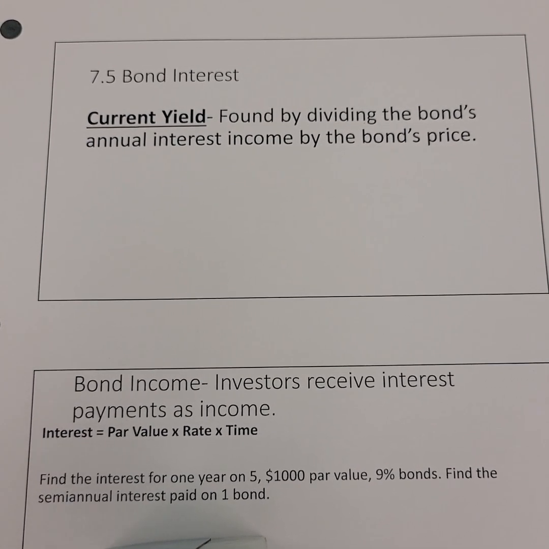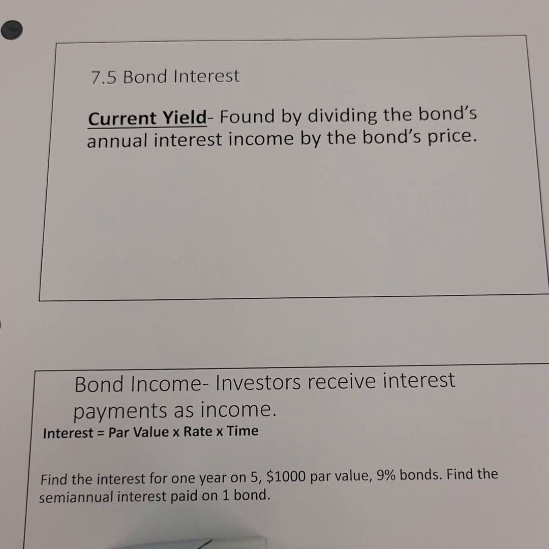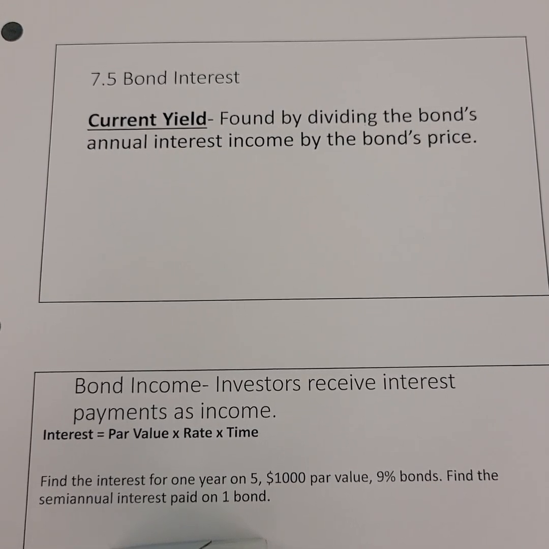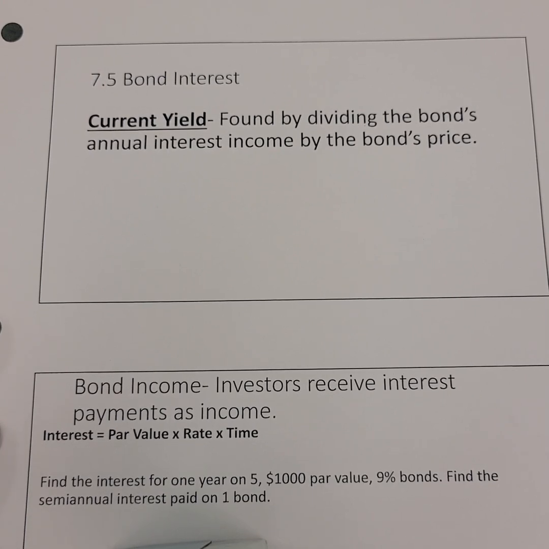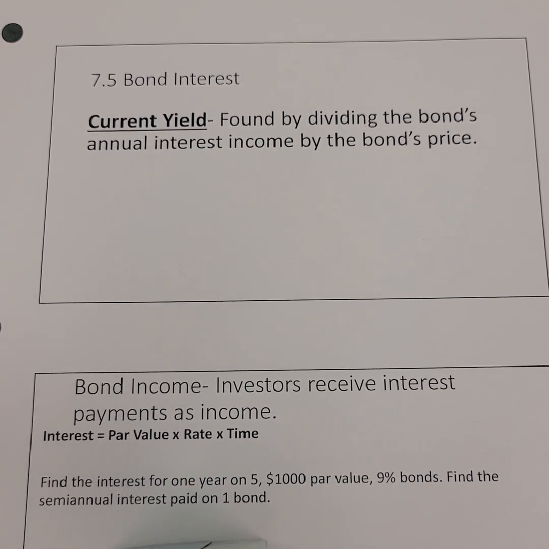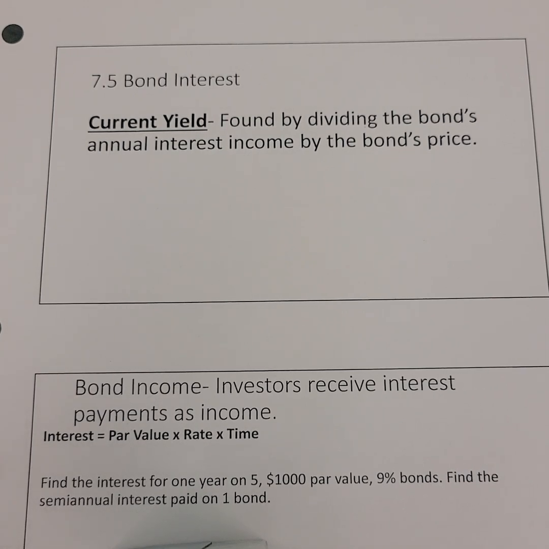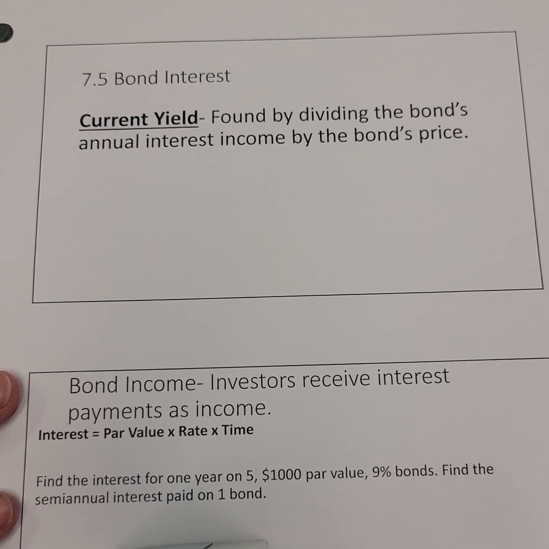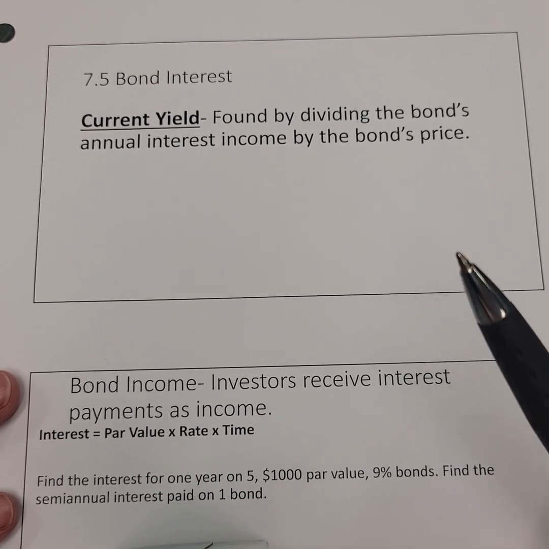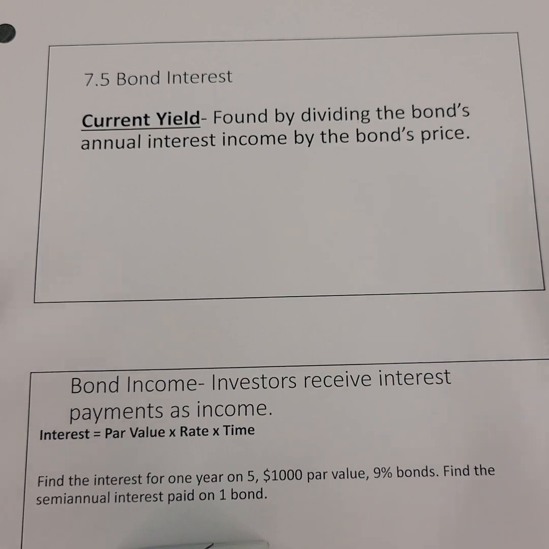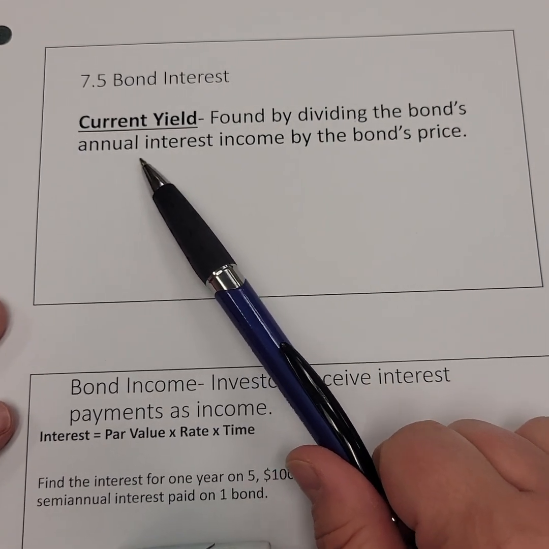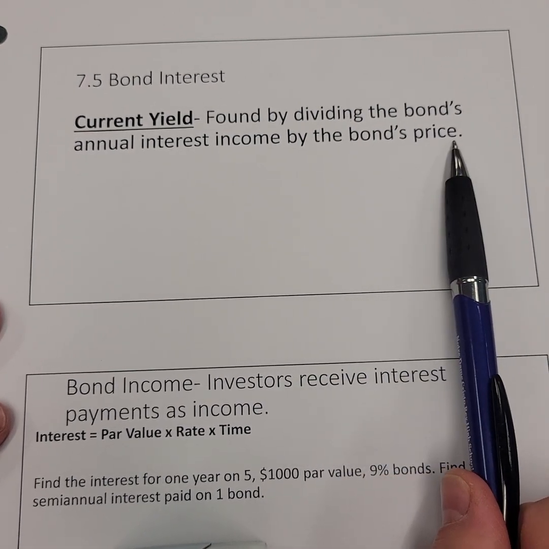Okay, 7.5 bond interest. On the bonds, they are going to receive interest. The previous section, we didn't deal with percentages as far as interest, but this section we will. To find the current yield, or what it's currently making, you divide the bond's annual interest income by the price.